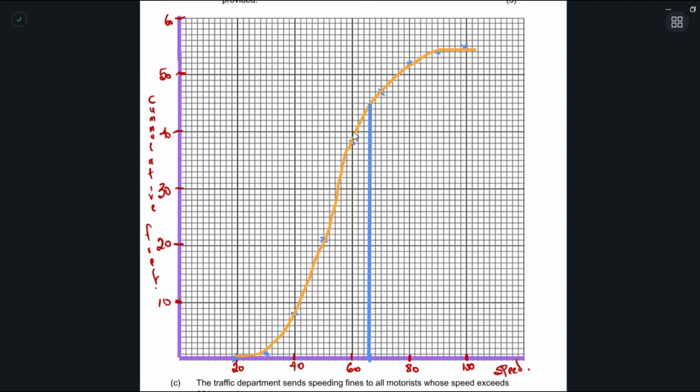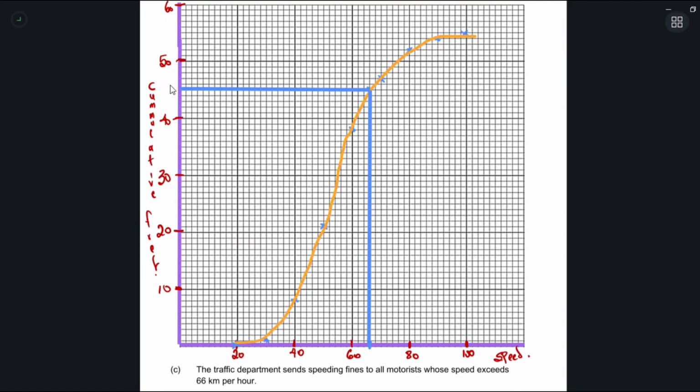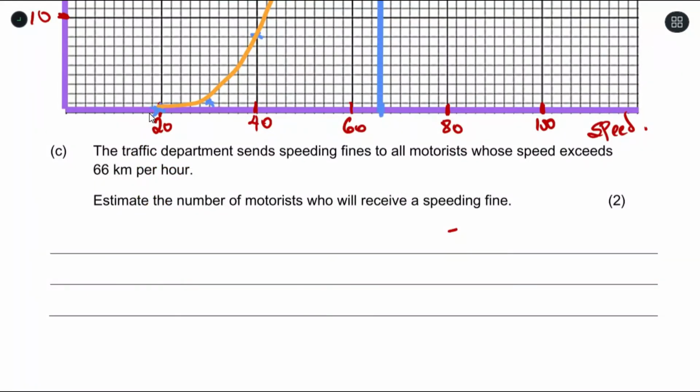So now we need to also look at what the corresponding cumulative frequency from 66 kilometers is going to be. So we're just going to draw this, and it is more or less going to be here. So this here is 45. Now at 66 kilometers per hour, the cumulative frequency is 45.